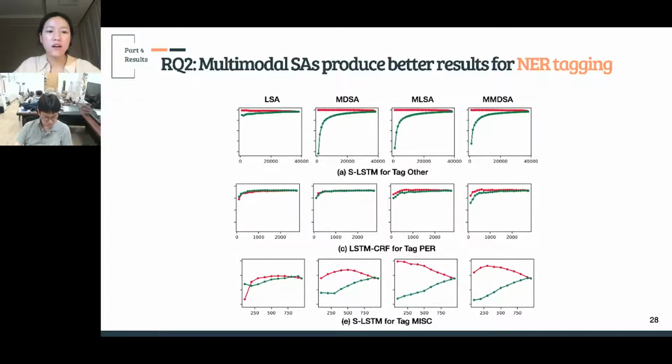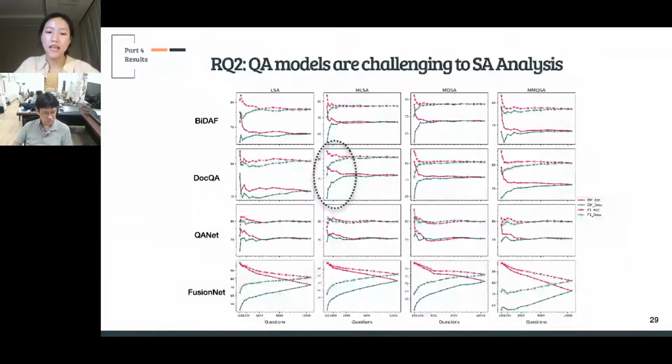In contrast to NER models, we can observe that the QA models, especially BiDAF and its variants, DocQA and QANet, are challenging to SA analysis. There is notably suboptimal behavior from unimodal SA metrics for these models. For example, with the DocQA model, inputs with high LSA values can actually show higher exact match scores than inputs with low LSA values. And MLSA eases this issue. The same thing goes with MMDSA for BiDAF.